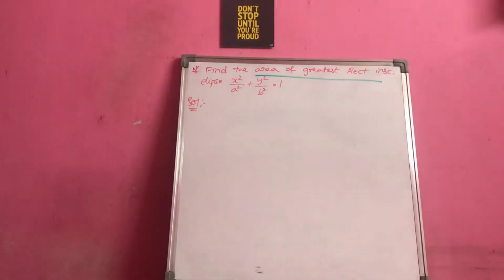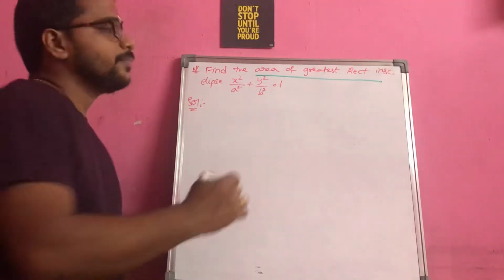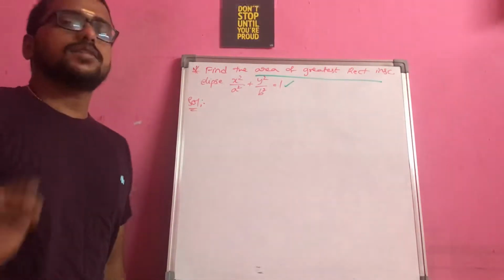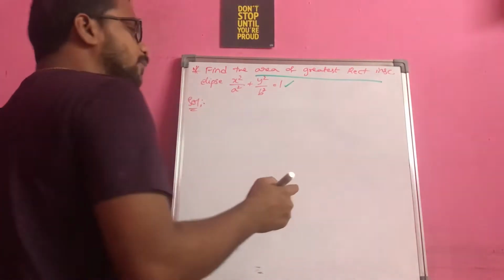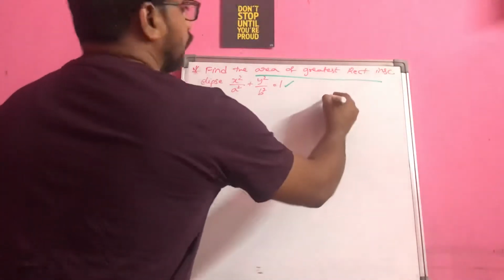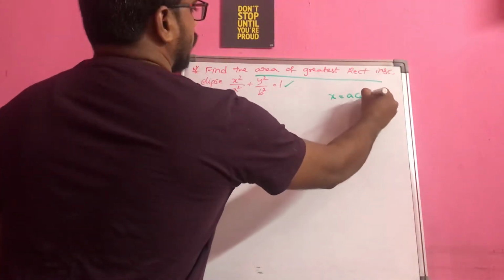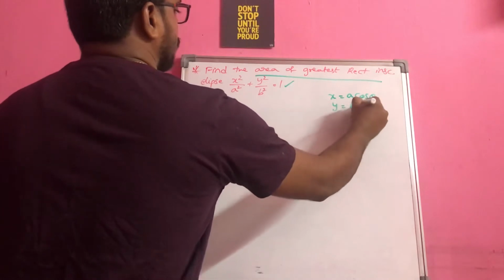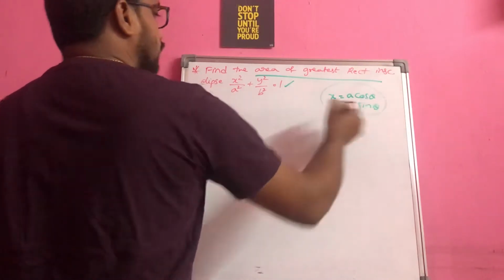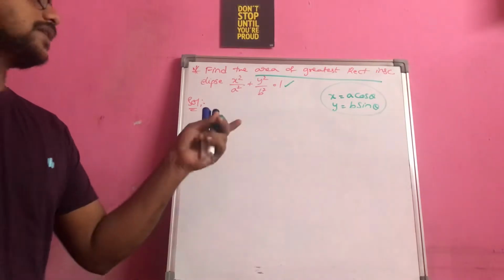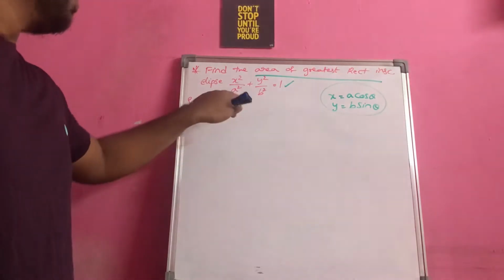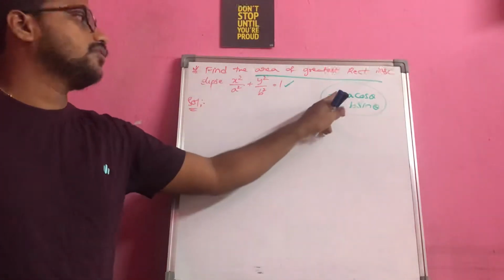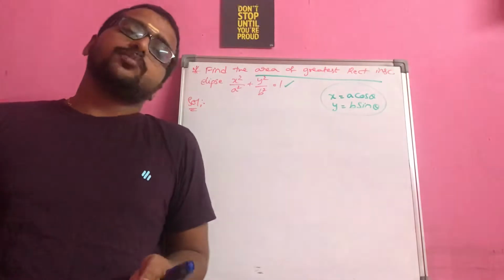So you have to first find the area of the rectangle and then look for whether it is maximum or not for this given ellipse. The simplest method that you can adopt here is, if you remember, any point on the circumference of the ellipse will follow this pattern: x is equal to a cos theta, y is equal to b sin theta. We might have learned this at our class level itself. These are called the parametric equations of the ellipse.